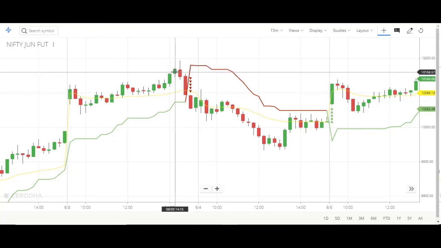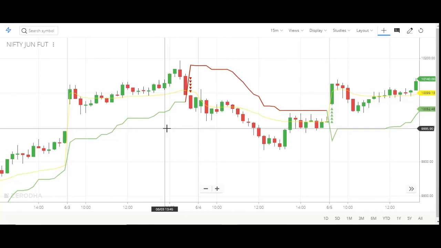This is one of the very good strategies. Make sure that you do your proper back testing. You can back test using Nifty futures and Bank Nifty futures using 15 minute candles.